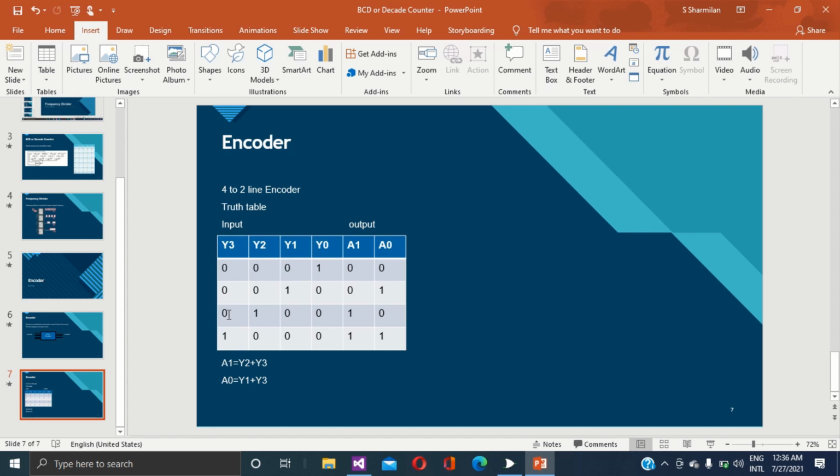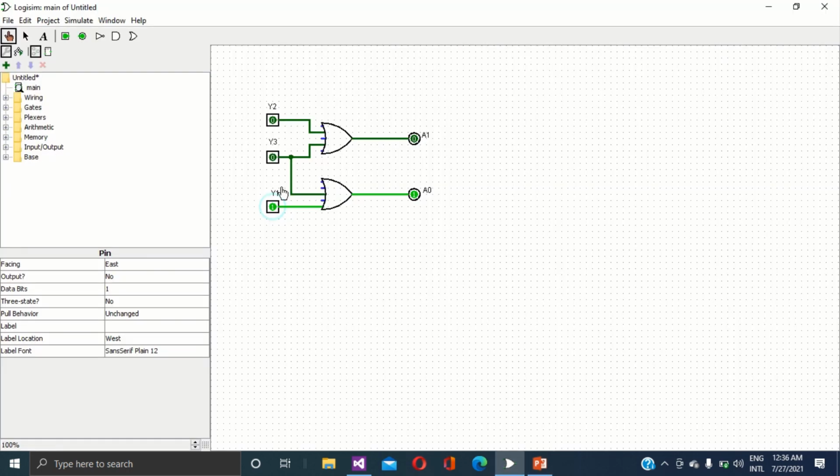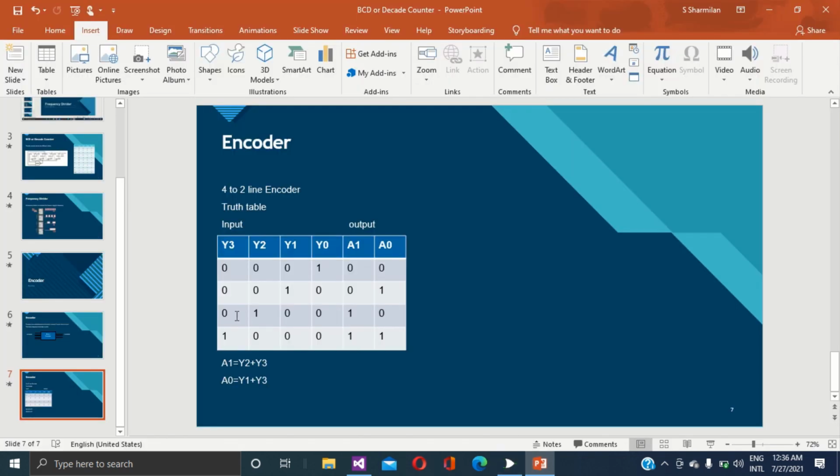Here y3 equals 0, y2 equals 1, y1 equals 0. Now I am going to change y2 equal 1, y3 equal 0, y1 equal 0. See, my output is a1 equal 1, a0 equal 0. Here I am going to change y2 equal 1. My output is a1 equal 0, a0 equal 1.